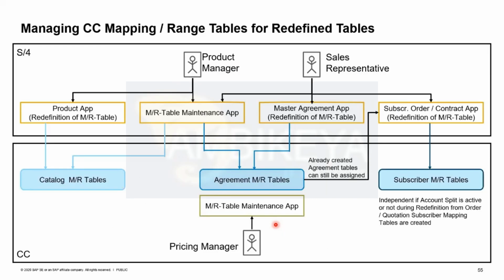So this is how it was. From the product manager role, when you are modeling your products, you can redefine your tables. This creates an agreement table because it can be reused. Even when redefining from a master agreement, this also needs to be reused, so it still creates agreement tables. But when redefining in a subscription order, this becomes very specific to that contract and has no option to reuse. In this case, we now create a subscriber mapping table.